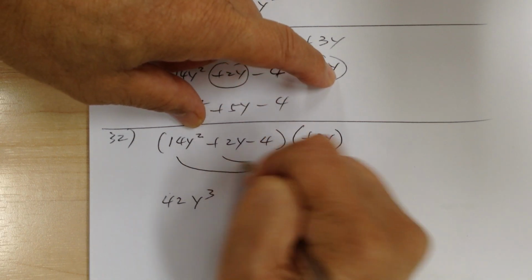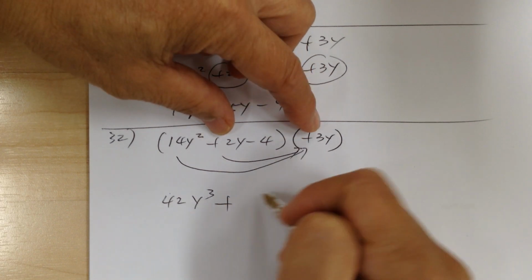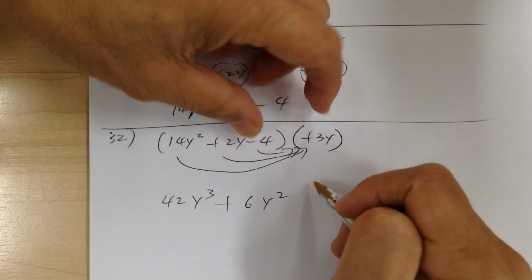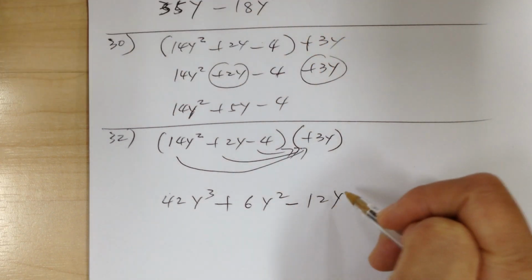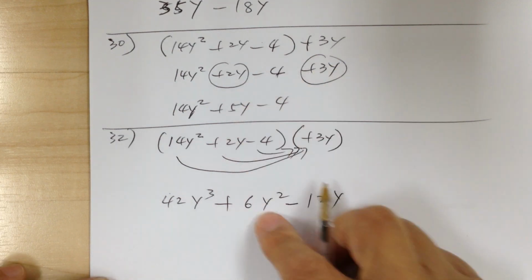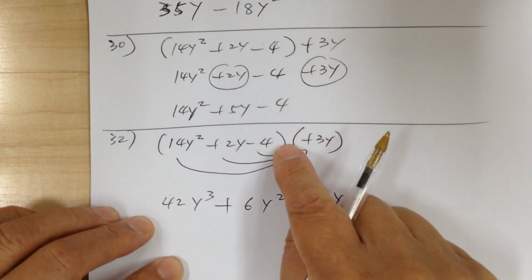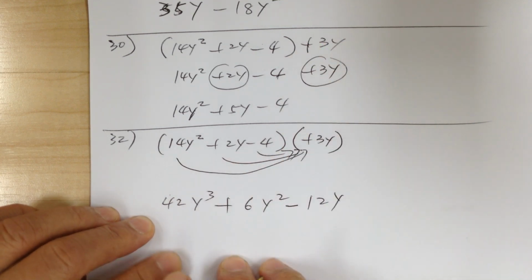Okay, so after you're done, you go to the next one. So sign is plus, number 6, alphabet y squared, you multiply. Negative times positive is negative, 4 times 3 is 12, and just y. Okay, so you can see they are very different. So make sure you know the difference between the two. This is plus, this is multiply, right? Add, multiply. So when you have multiplication, you have to distribute.